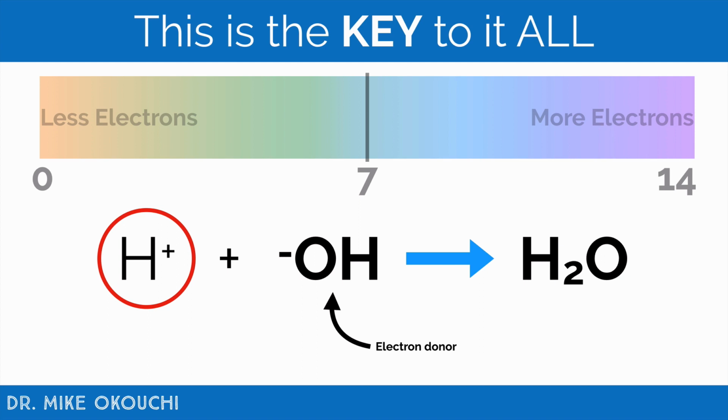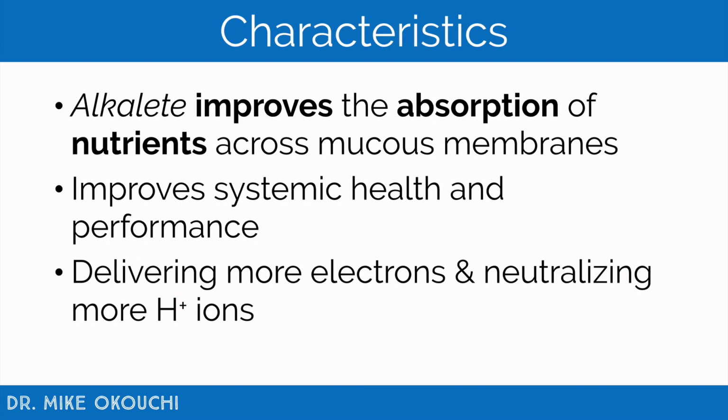I want you guys to understand. Remember, more acidic means less electrons. More alkaline means more electrons. So when you have a lot of hydrogen ions floating around and you have an electron donor, they bond together and they make water. That's the key, guys. That's the key to all of this.